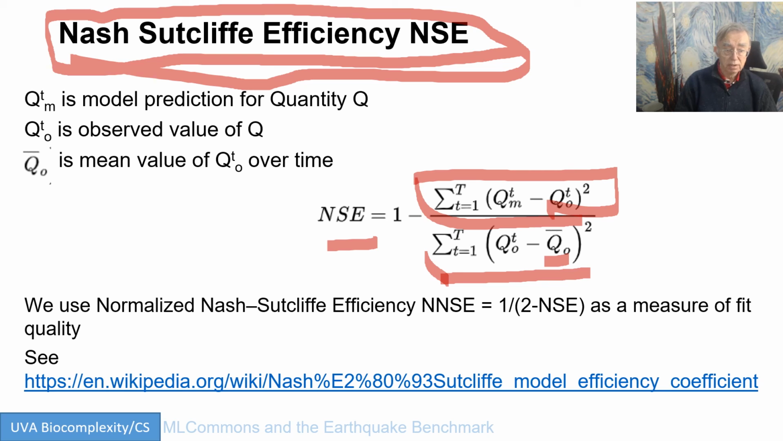We actually use the so-called normalized Nash-Sutcliffe efficiency, because the NSE runs between minus infinity and 1. We would rather run between 0 and 1, and that is done with the normalized NSE, 1 over 2 minus NSE. That means that NSE of 1 gives normalized NSE also of 1, and NSE of 0, which is when we do as well as the mean, gives a normalized value of a half. So we want to be significantly bigger than a half to say we're doing well.